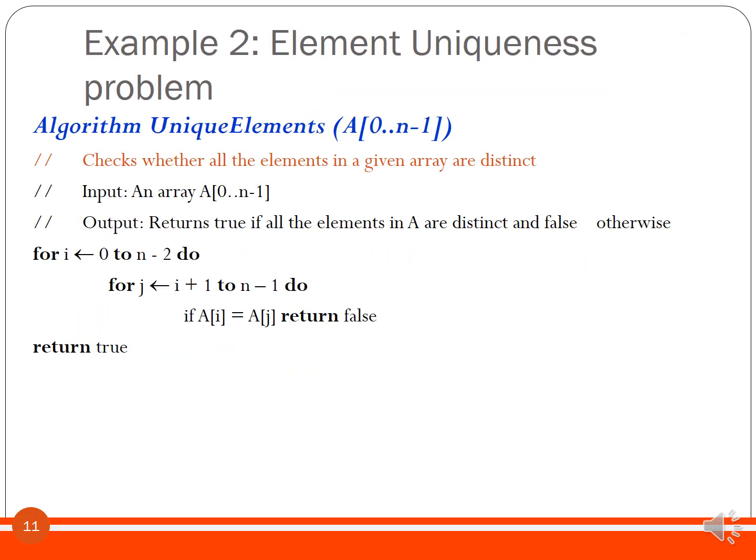So, the element uniqueness problem. In this problem, we determine whether all the elements in an array are distinct. The algorithm compares every element with all the remaining elements. If any two elements are equal, it immediately returns false. Otherwise, after checking every pair, it returns true.